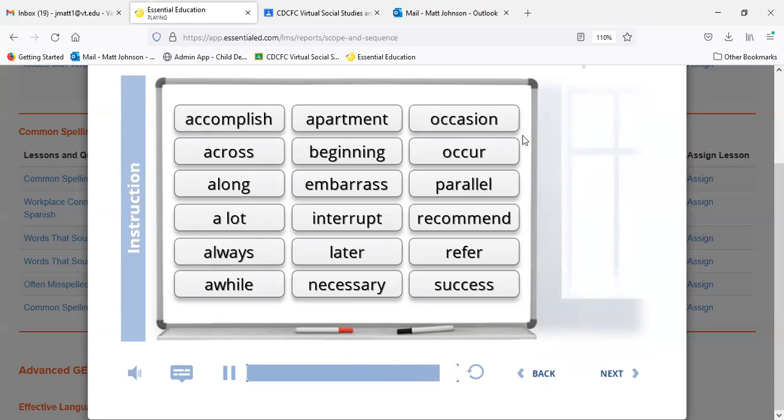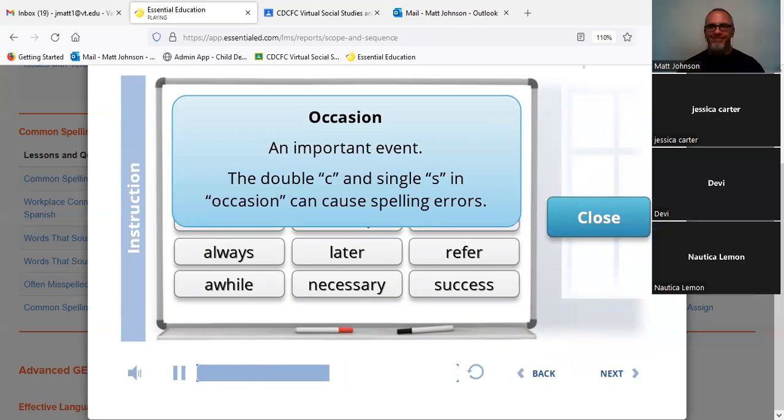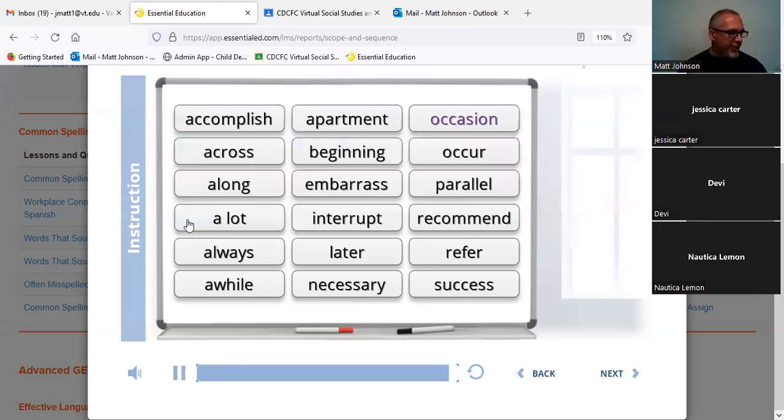I'll tell you one right here is occasion, right? Because I tend to think there's a double S in there as well. The double C and single S in occasion can cause spelling errors. Yeah, so that's one for me that I have trouble with. Does anybody see one on this list that they have trouble with from time to time? Embarrass is another one. I always forget there's the double R.